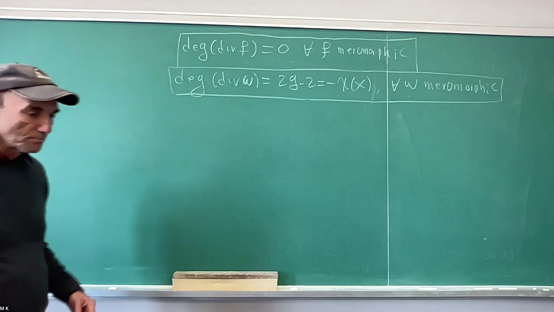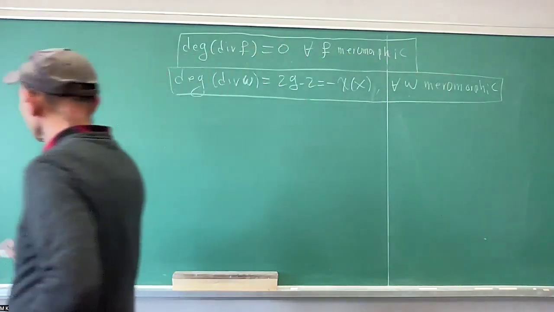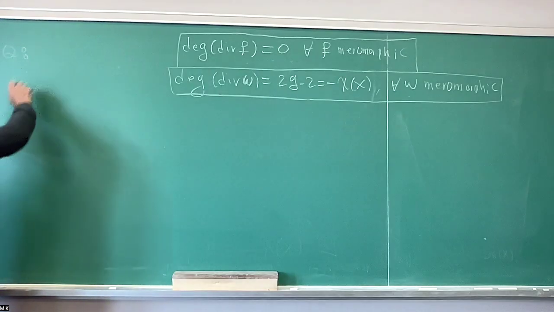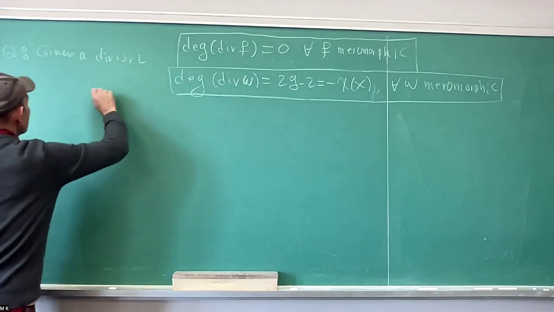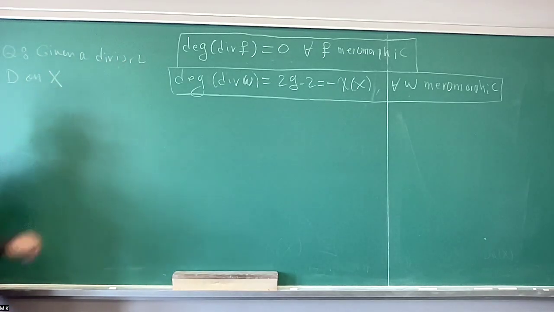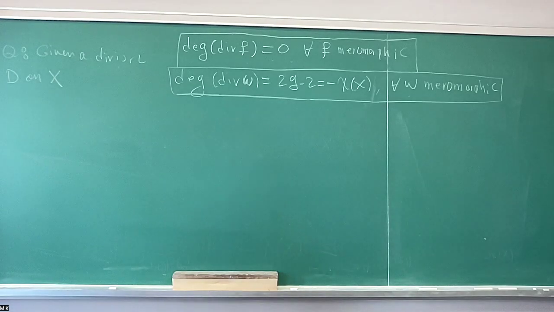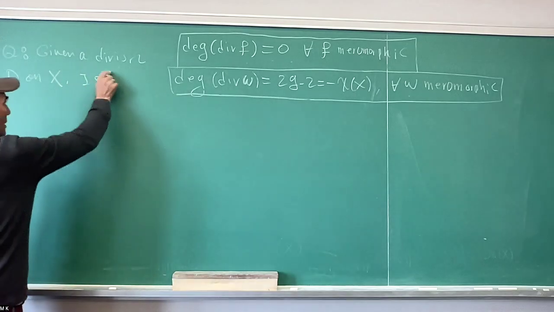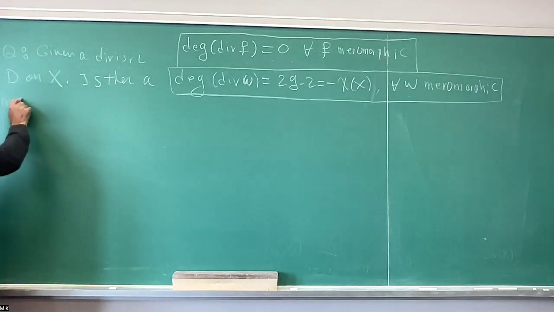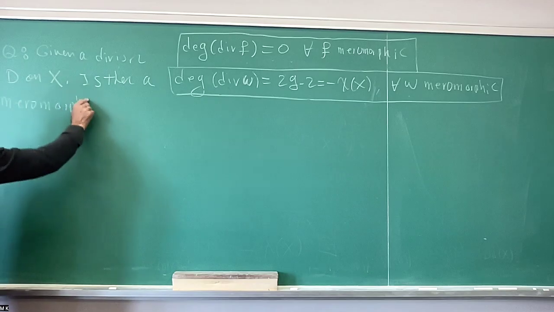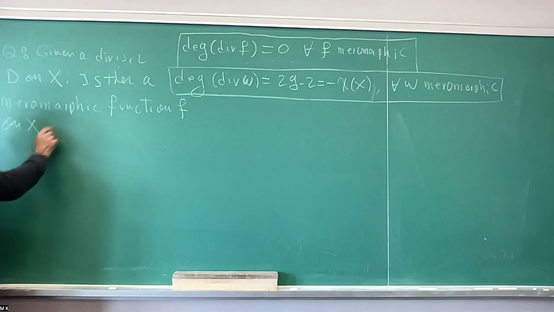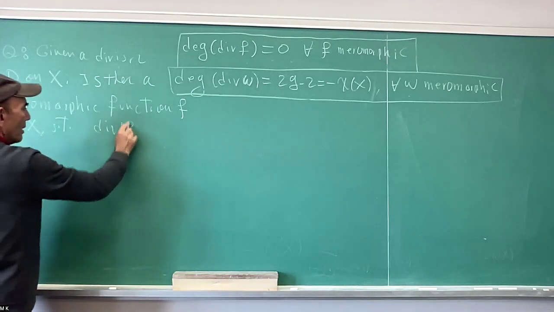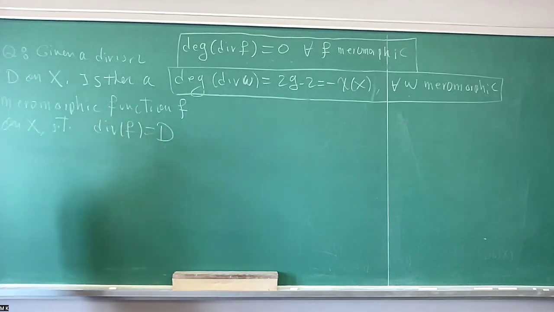Okay, so now here is the question. Given a divisor D on X, the main existence question is: is there a meromorphic function f on X such that the divisor of f is equal to D?